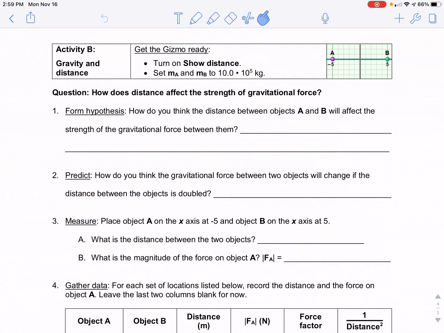The hypothesis is asking you to think about, how do you think the distance between object A and object B will affect the strength of gravitational force? And then more specifically, number 2, how do you think the gravitational force between two objects will change if the distance is doubled? So the prediction is a more specific add-on to the hypothesis. Everybody go ahead and pause the video, complete your hypothesis and your prediction, to take a guess at what you think is going to happen with the relationship between those variables, and then we'll actually measure and take some data in just a moment.